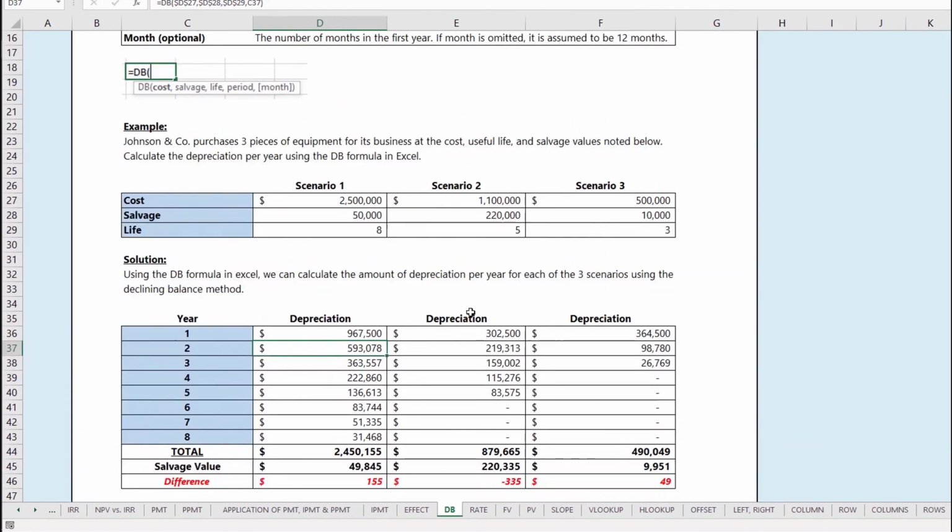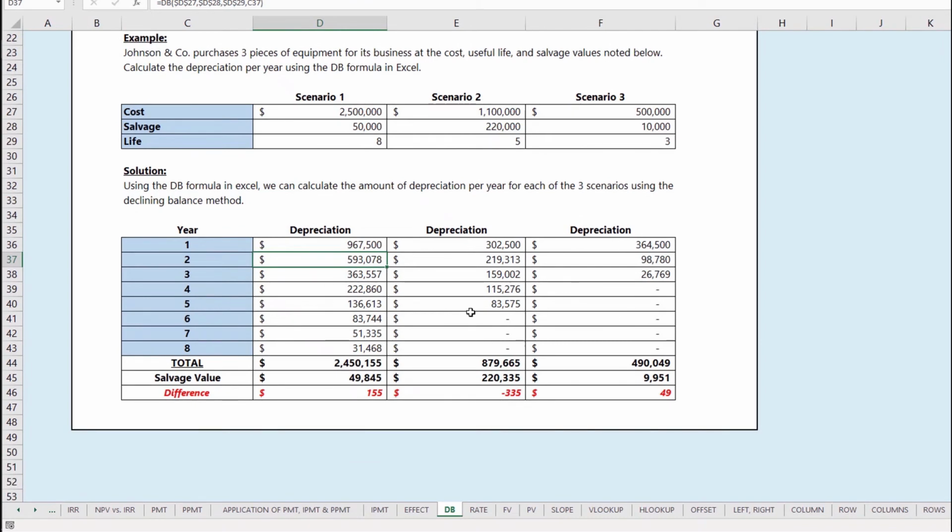We can continue to apply the declining balance depreciation method in Microsoft Excel for periods 2 through 8 in column D. The only thing that changes is the year. And when we apply that depreciation all the way through year 8, we can see the depreciation decline over time. And by year 8, it becomes $31,468 of depreciation expense.